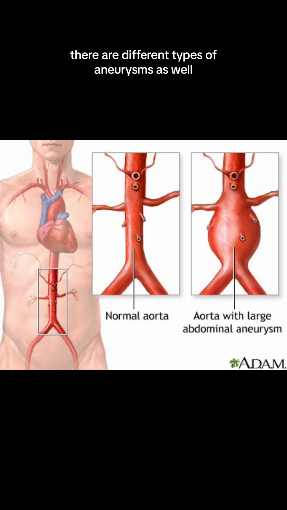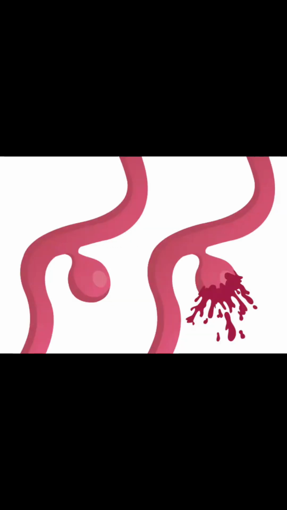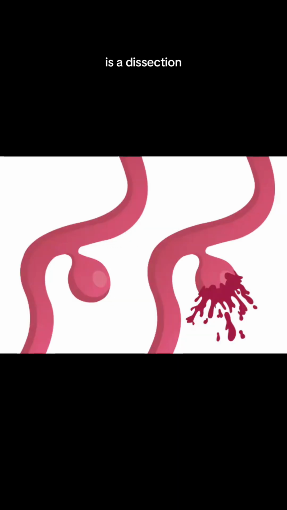There are different types of aneurysms as well. Here in the picture, I'm showing you two different types, where the saccular aneurysm is only on one side and the fusiform is symmetrical. Now, the biggest concern that we have when a patient has an aneurysm is a dissection. When the layers of the artery start to split, this is called a dissecting aneurysm.